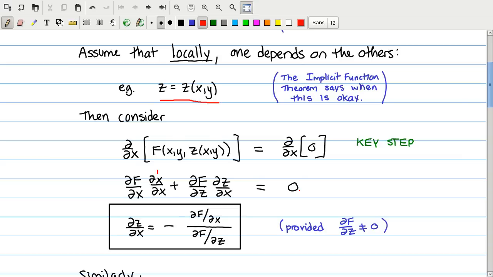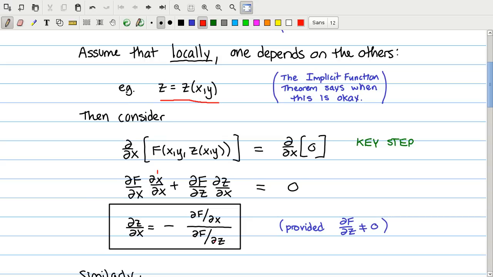Now, it's not obvious this was going to give us what we wanted, but it is clear that we can take the x partial derivative of both sides. And it turns out, since this term here is 1, that here now is the very term that we wanted, partial z, partial x. And so we can solve for partial z, partial x by simple algebra, and we get negative partial F, partial x over partial F, partial z.